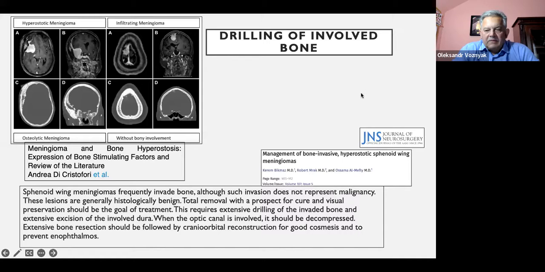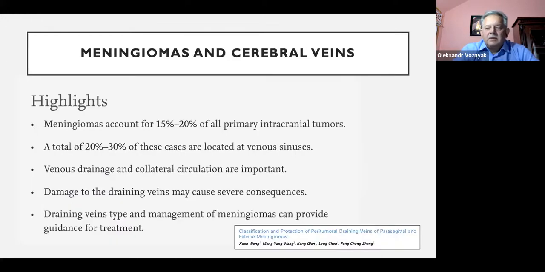According to drilling, it's very well proven that invaded bone is tumor, and if we want to be maximally radical, it's much better to remove the invaded bone completely. But it's not always possible, and sometimes we must plan the resection so as not to create a new complication of the surgery.